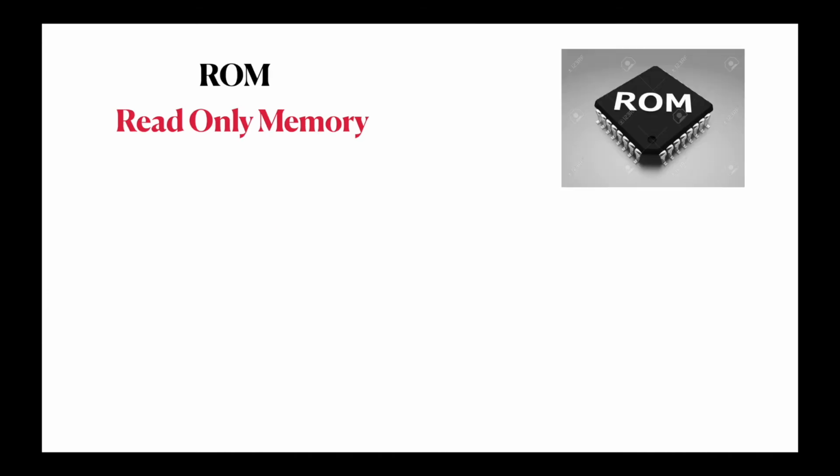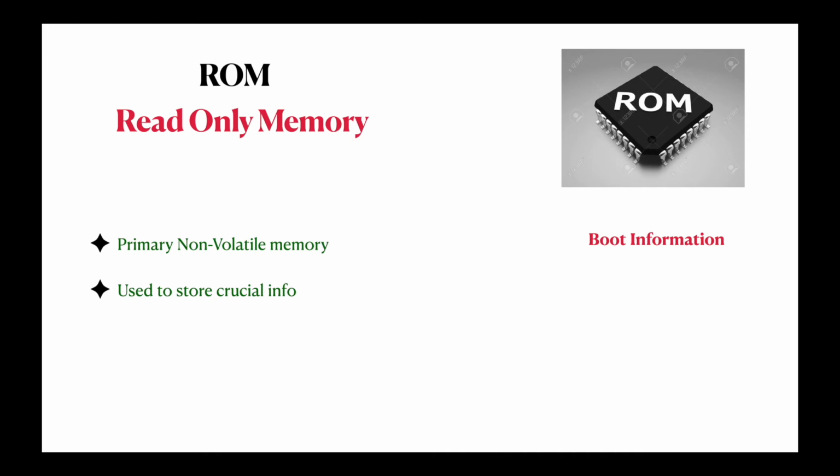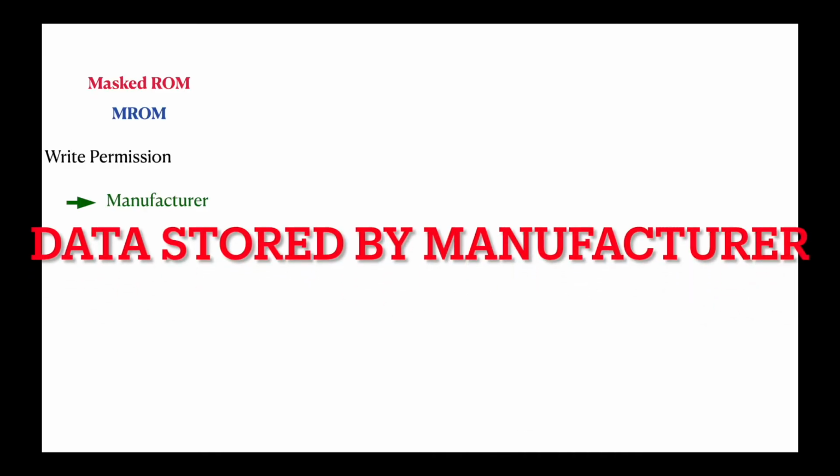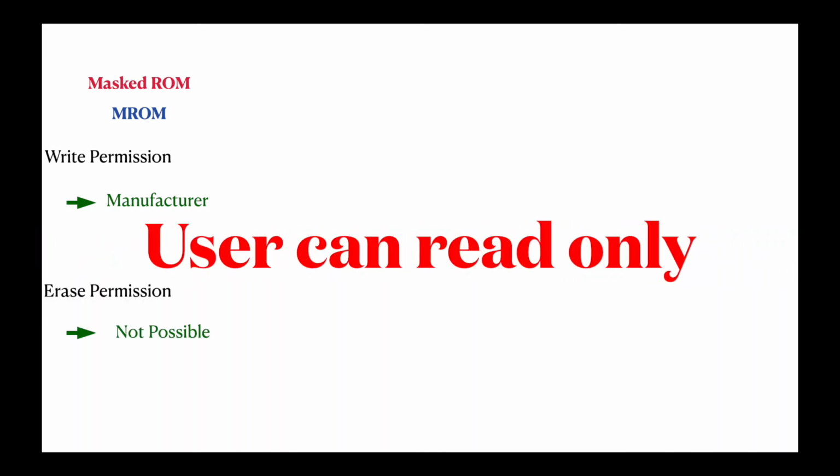I had not mentioned ROM yet. It also comes under primary memory. ROM is a primary non-volatile memory. It holds all crucial information essential to operate the system, like the program essential to boot the computer. Initially, masked read-only memory was developed, in which programs and instructions are stored at the time of manufacturing by the manufacturer and can only be read by the user. It has become obsolete now.